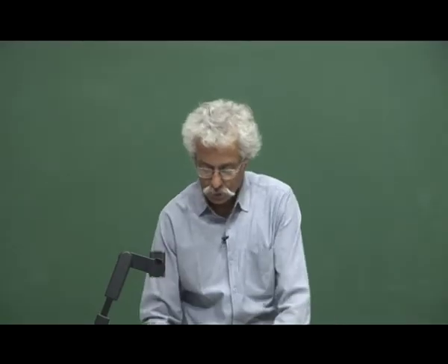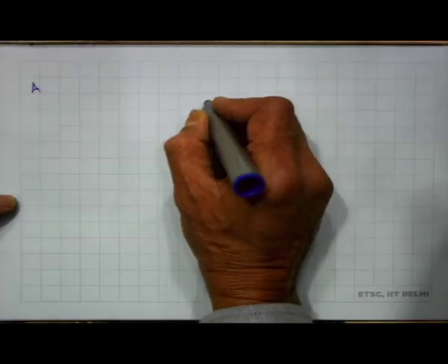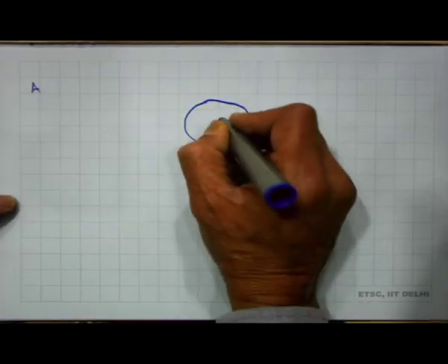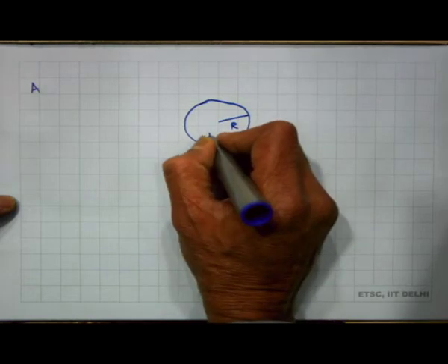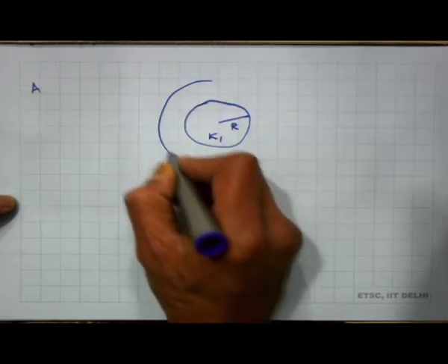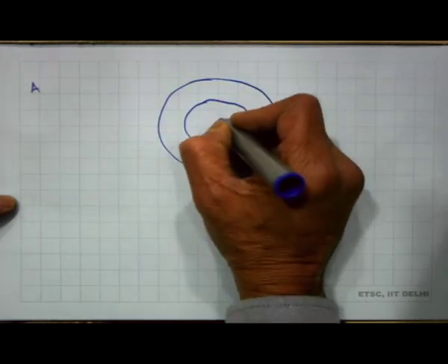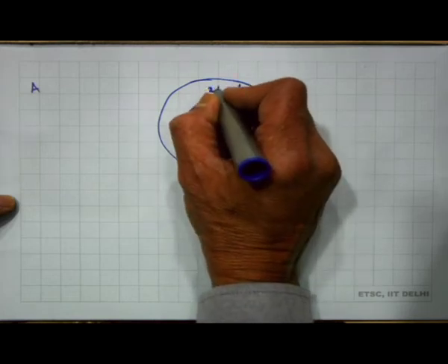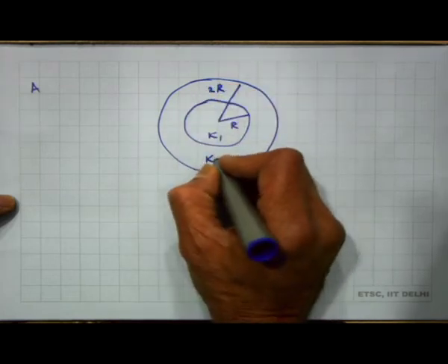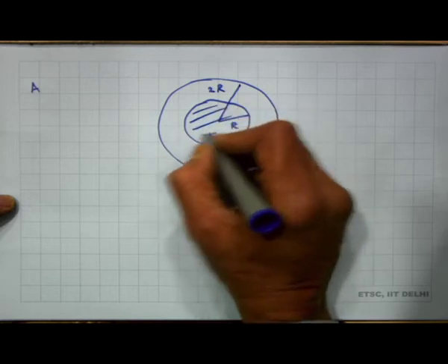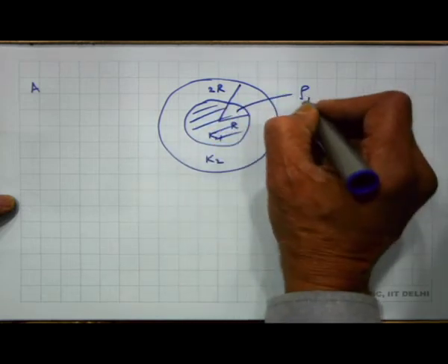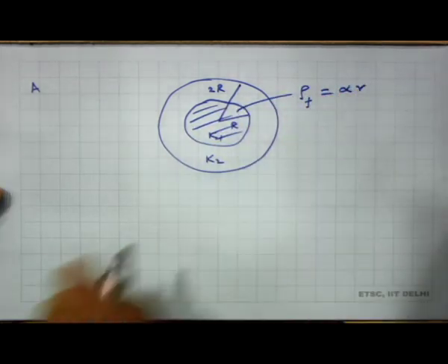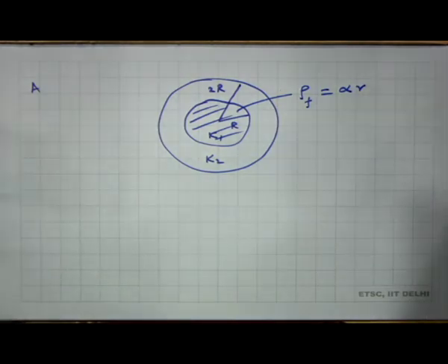So, the problem is essentially the following. I have a sphere of radius r, dielectric constant K1, surrounded by a spherical shell between r and 2r. This is dielectric constant K2. Here there is a free charge density equal to alpha r. So, the problem is to calculate the electric field and the displacement vector.